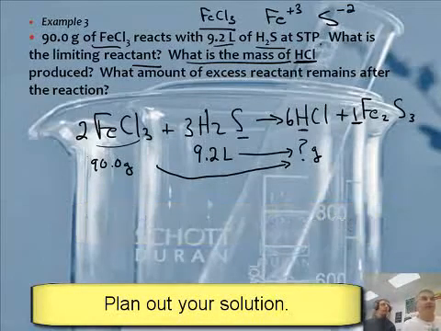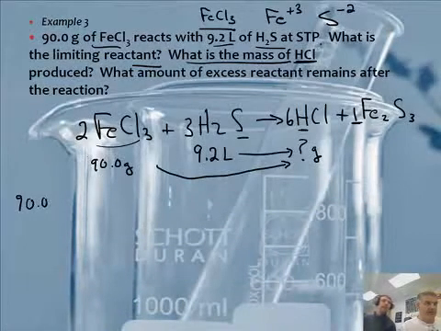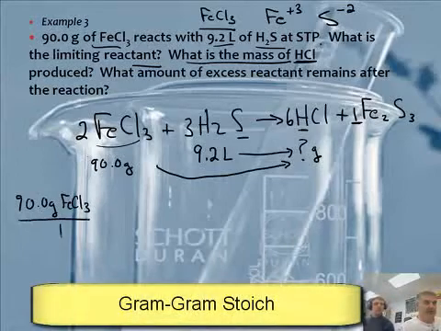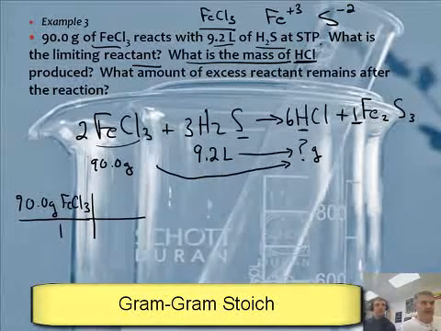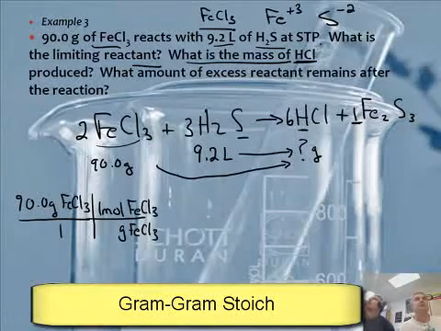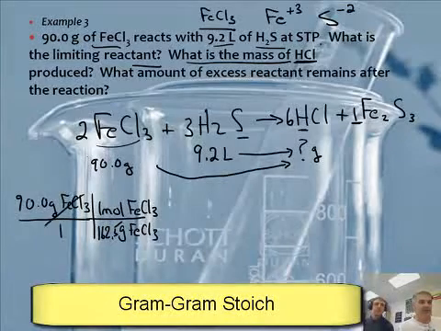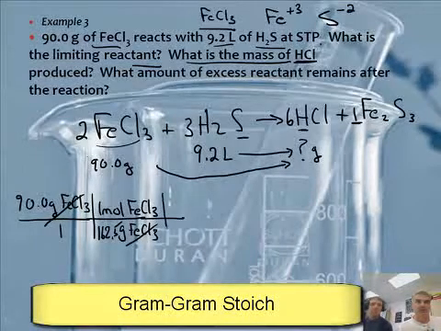All right, we'll do some stoichiometry. Okay, 90.0 grams of FeCl3. Now I'm going to convert the grams of FeCl3 to moles, so I should add up the molar mass of FeCl3. 56 plus 71 plus 35 is about 162.5. So 162.5 grams of FeCl3.